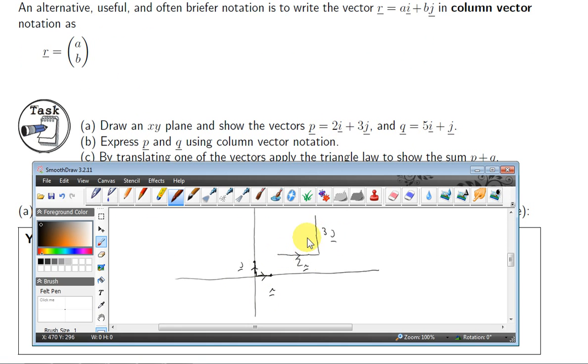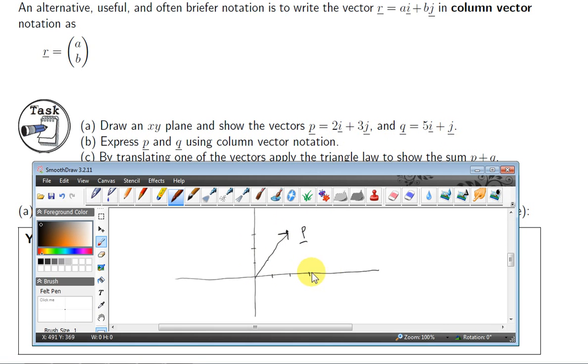So there's 3j. And we just apply the triangle law. So this vector is vector p. Now more usually what we will do is just plot the point 2, 3. We just go out 2 units and up 3 units. So there's vector p. It's 2i plus 3j.